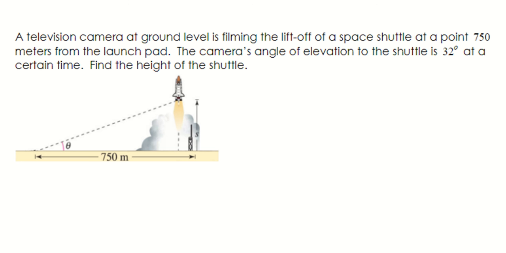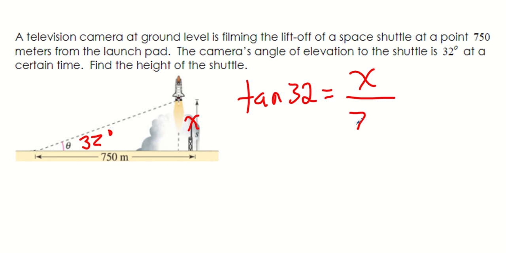And last one, the shuttle. Television cameras at ground level filming liftoff at a point 750 meters from the launch pad. Camera's angle of elevation is 32 degrees. At a certain time, how high is the shuttle? So I don't know this. So the opposite and adjacent are where I have information. So that would be the tangent ratio. So the tangent of 32 equals the opposite side, which is my unknown, over that 750 meters. I'll have to multiply both sides by 750.